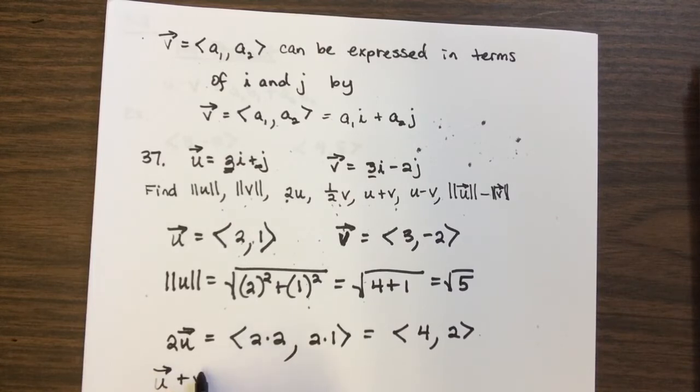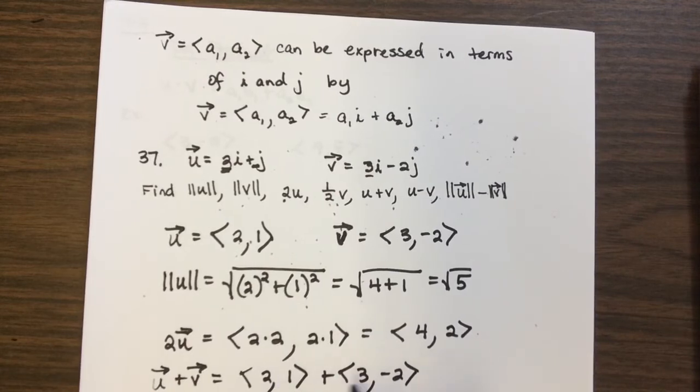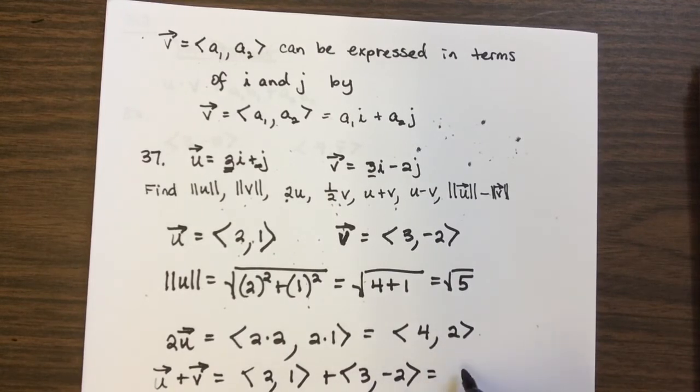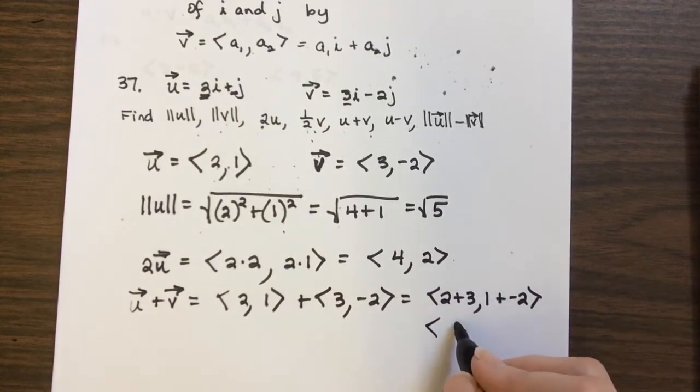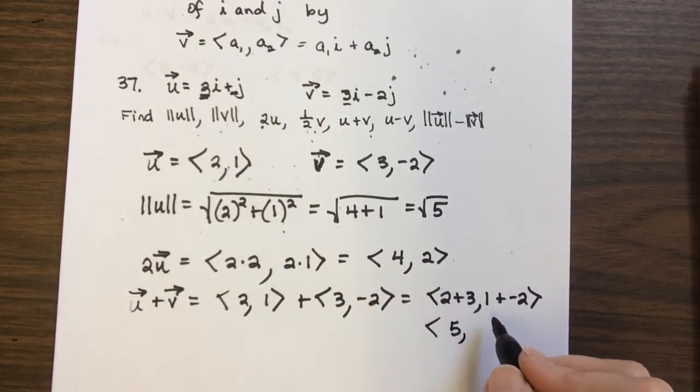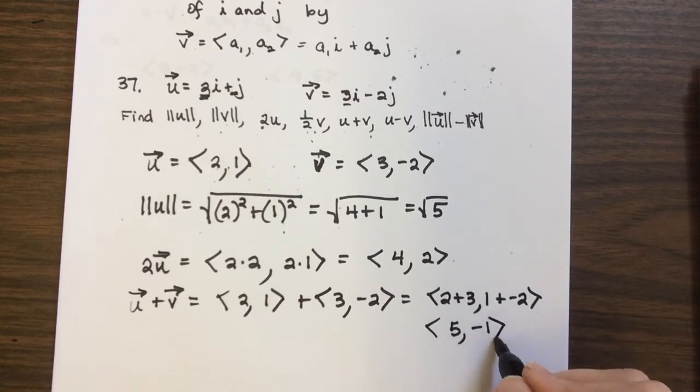If I add u plus v, remember we did this geometrically. So now I've got 2, 1 plus 3, negative 2. I add the corresponding components. So this is going to be 2 plus 3, 1 plus negative 2. Now you don't have to write all these steps out, but I'm just writing them out so you can see them. So my final component is going to be that.